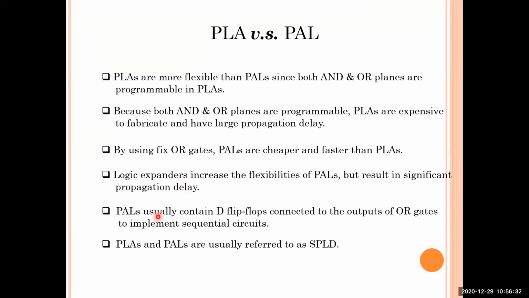PAL usually contains D flip-flops connected to the outputs of the OR gates. As I told in the previous slide, the outputs of this PAL are stored in flip-flops. Usually we use D flip-flops to store the outputs of the OR gates. And ultimately, both the PLA and PAL are usually referred to as simple programmable logic devices. So this is the basic difference between PAL and PLA.